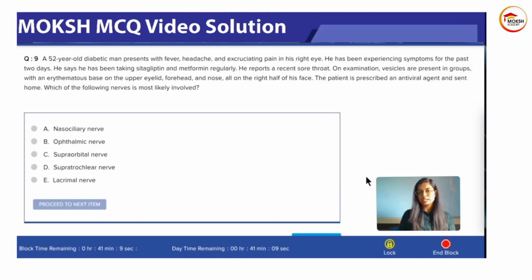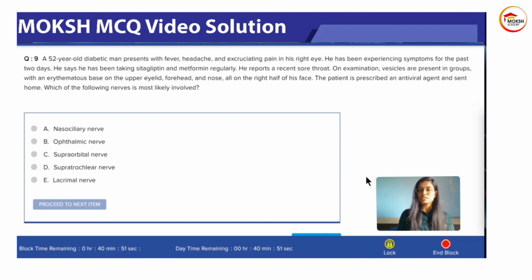52-year-old diabetic man presents with fever, headache, and excruciating pain in his right eye. He has been experiencing symptoms for the past 2 days. He says he has been taking sitagliptin and metformin regularly. He reports a recent sore throat.